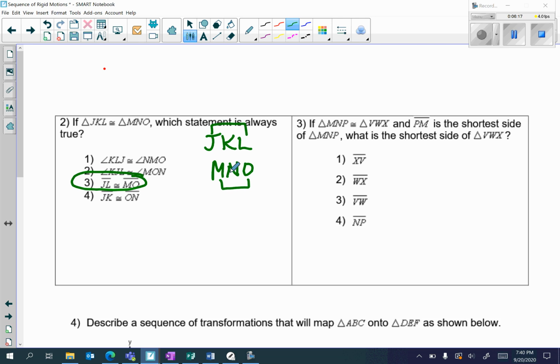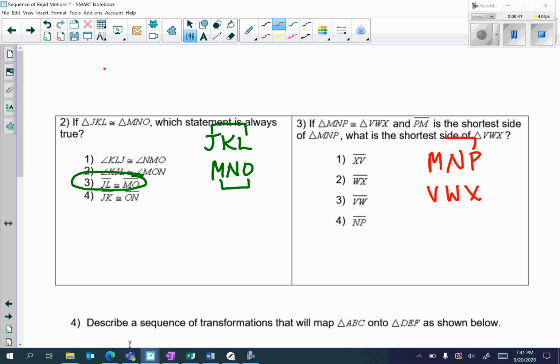Let's take a look at number 3. Triangle MNP is congruent to triangle VWX, and PM is the shortest side of triangle MNP. What is the shortest side of triangle VWX? So once again, I'm going to line up the letters. So MNP, VWX. So PM is the shortest side.